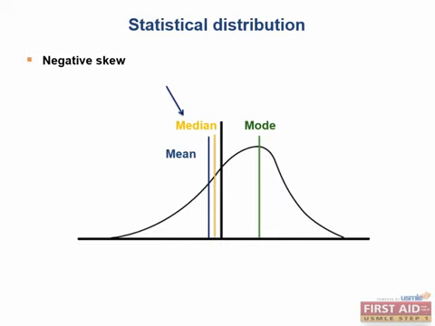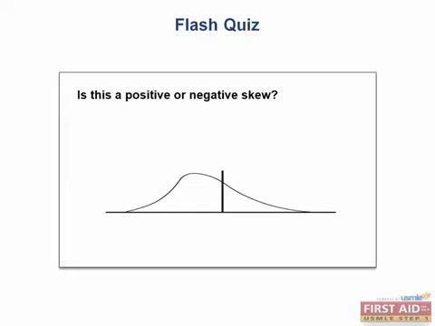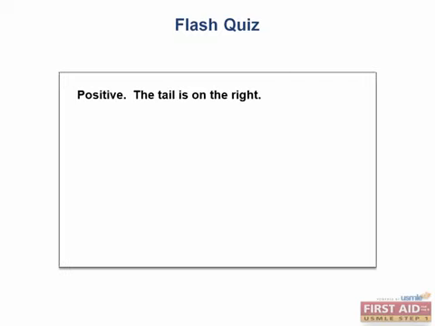If the reasons for these statements are not immediately clear, then you need to spend some time thinking about them based on the definitions of these statistical terms. Okay, let's do a quick flash quiz. Is this a positive or a negative skew? This is a positive skew, and we know that because the tail is on the right, and thus the mean is greater than the median and the mode.